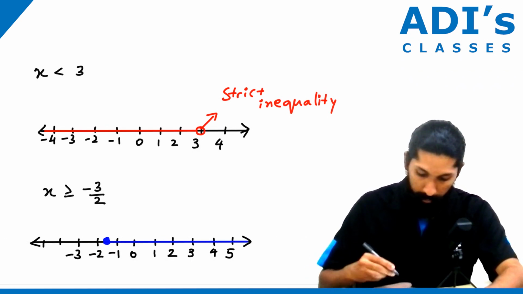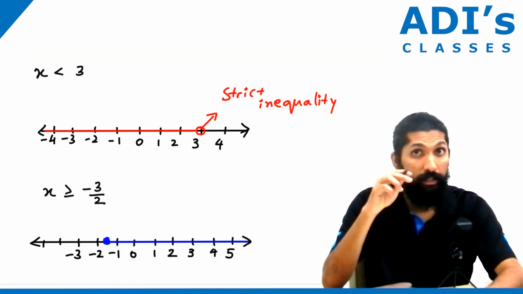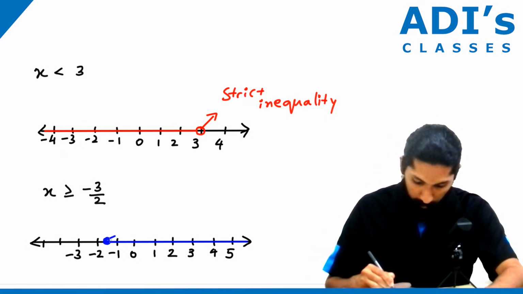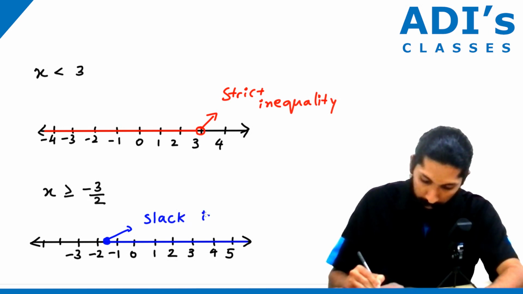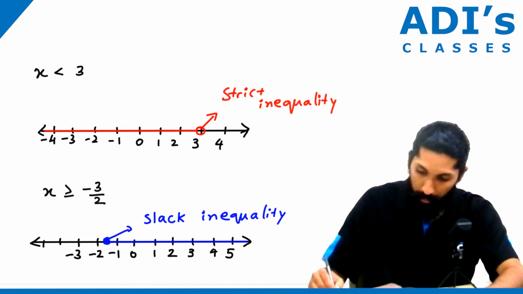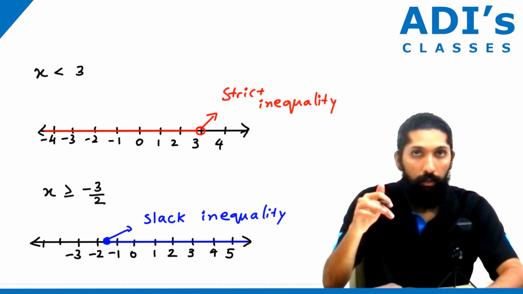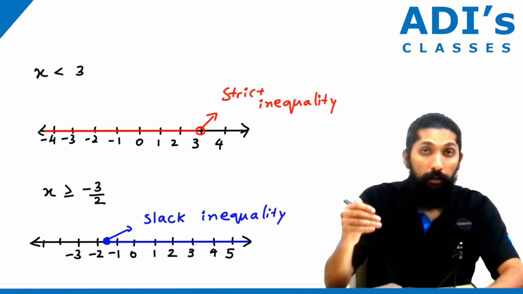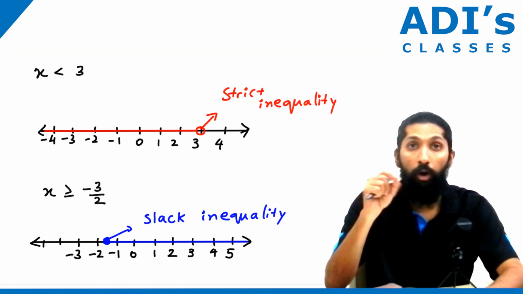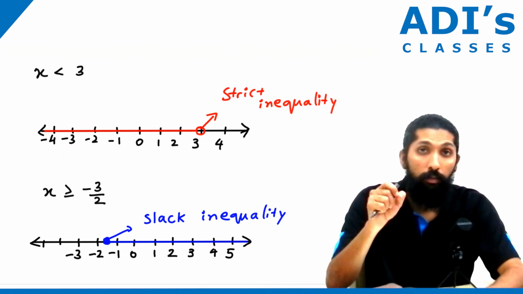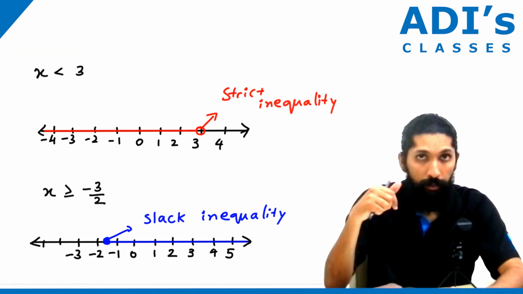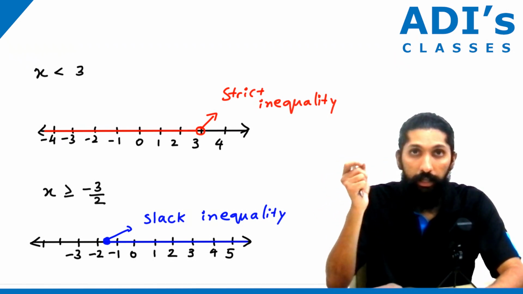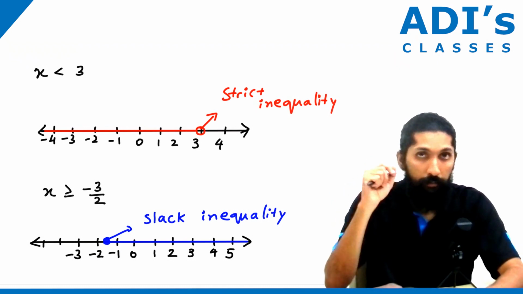Whenever you have a slack inequality like this one, it's a slack inequality. So you have two of them, strict inequality and slack inequality. For a strict inequality, you are going to have a hollow circle. For a slack inequality, you are going to have a solid circle. Now, this is how we represent the linear inequality over a graph.